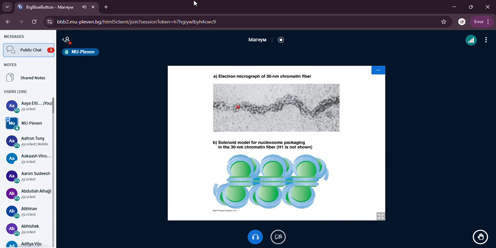Here again, a solenoid or chromatin fiber. This is an electron micrograph, and the scheme of the coiling of this beads on a string, an additional decrease of the size of the chromatin fiber. H1 is not shown here. We can see only the green globe of the nucleosome.